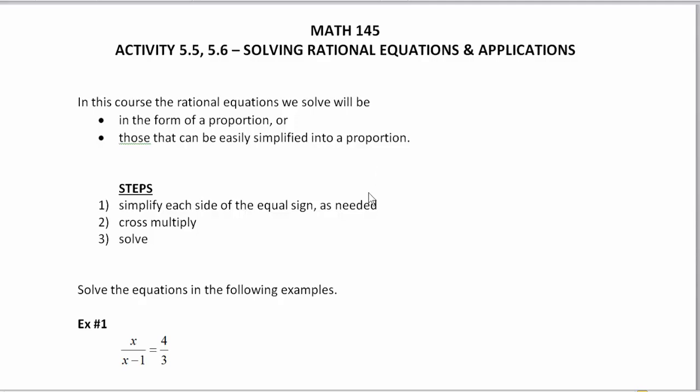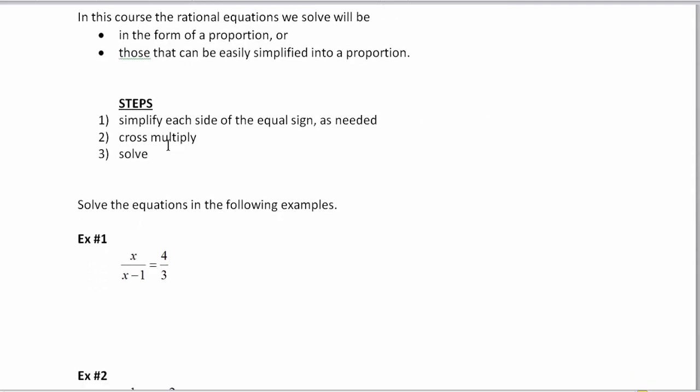Okay. So what we're going to do is solve rational equations, and we're going to do it algebraically. The steps are: simplify each side of the equal sign, cross multiply, and then solve. You could always graph the left side of the equal sign as y1 and the right side as y2 and find the intersection on your calculator. But we're not going to focus on solving graphically. I just want you to know that you could check your work graphically. Again, you graph both sides of the equal sign and get the intersection.